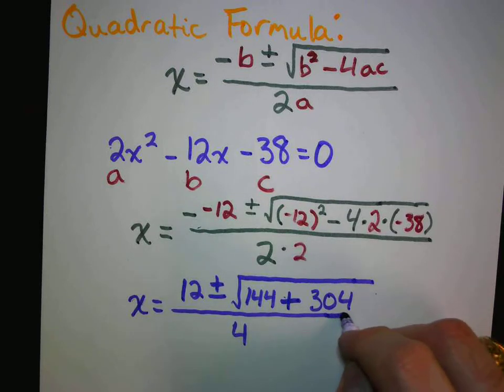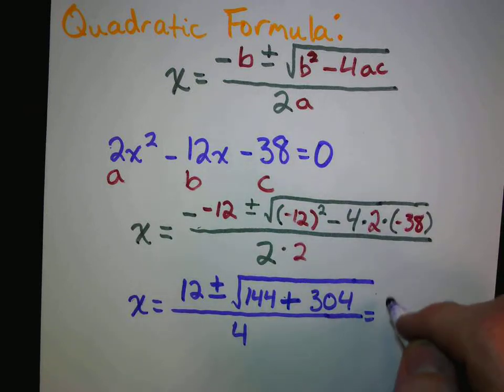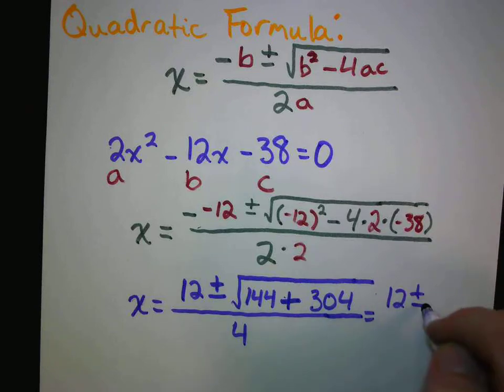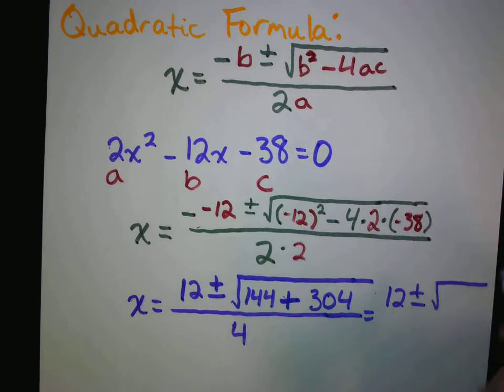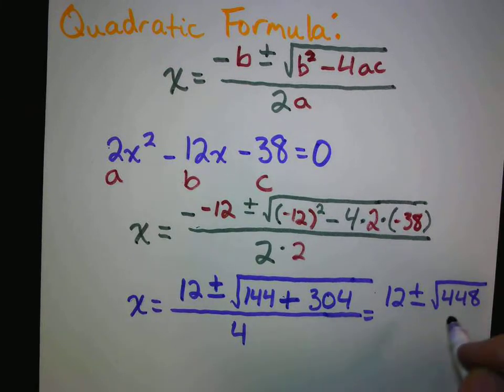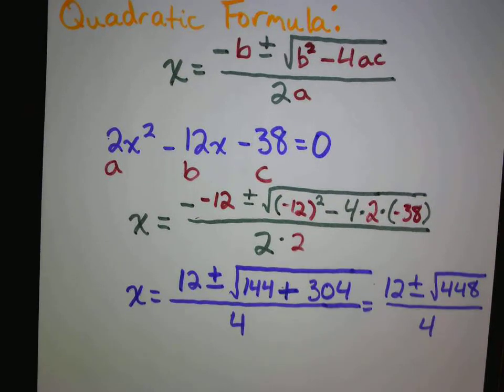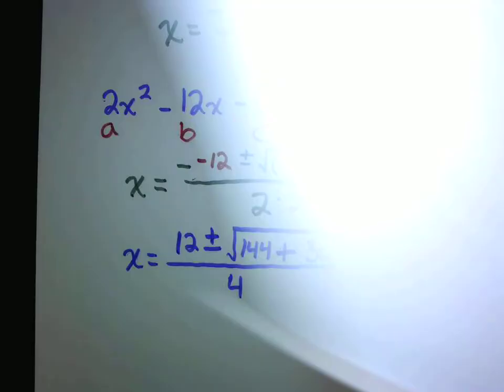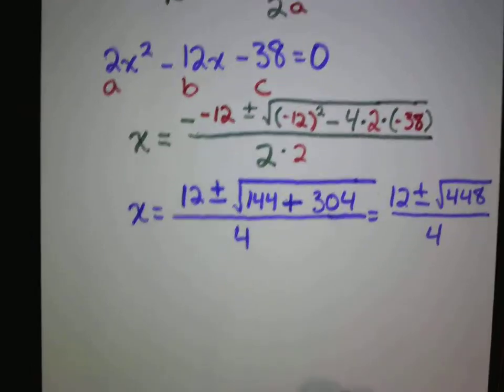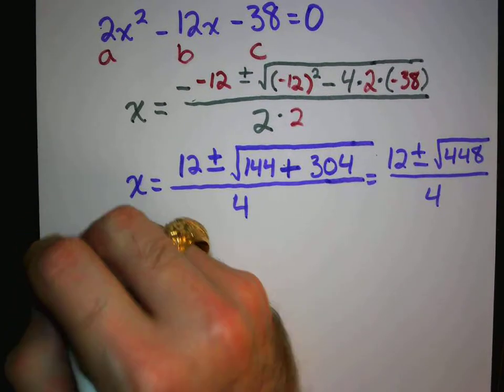Now I can go ahead and make that 12 plus or minus the square root of 448 over 4. At this point, I need to simplify this radical. And so I am going to come off to the side and take care of that first.